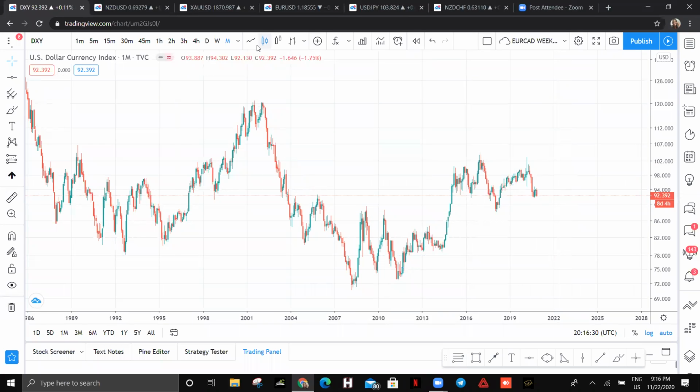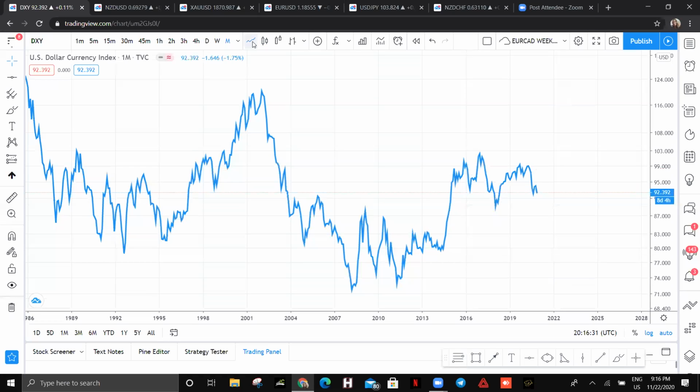Now, if I change this to line chart, you can see how easy it is for you to identify these levels. Remember what I told you on how to identify your zone using the line chart? The most recent pullback is what you're going to use to identify a zone. Now, the most recent pullback is from here. If you can see my cursor, let me change it. From this place up to this place here. From this low to this high, that is the most recent pullback.